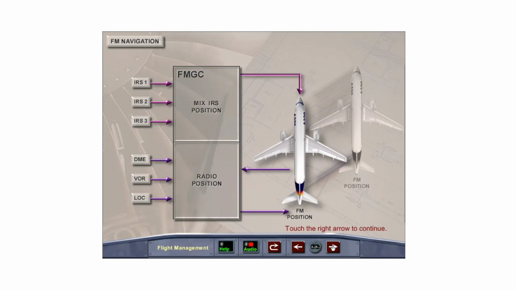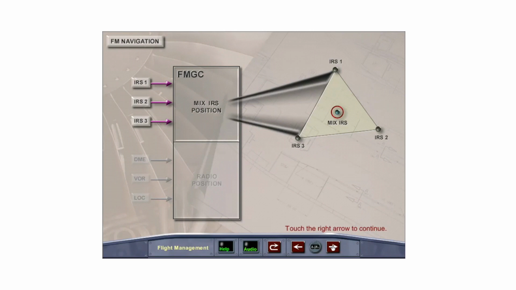The FMGC uses two sources to compute aircraft position, which is referred to as the FM position. The FM position is calculated from a mixed inertial reference system position, corrected by a radio position, and in flight, approaches or favors the radio position. The Mixed Inertial Reference System, or IRS position, is the average position as calculated by the three IRSs. The three IRSs are continually monitored, and if a unit is out of limits, it is rejected.